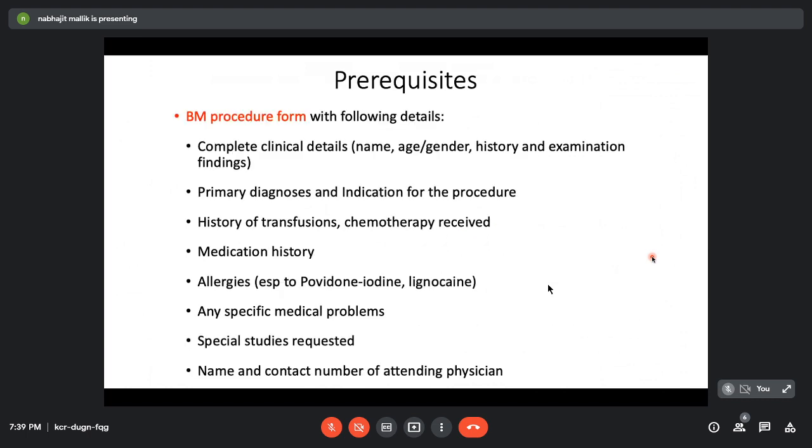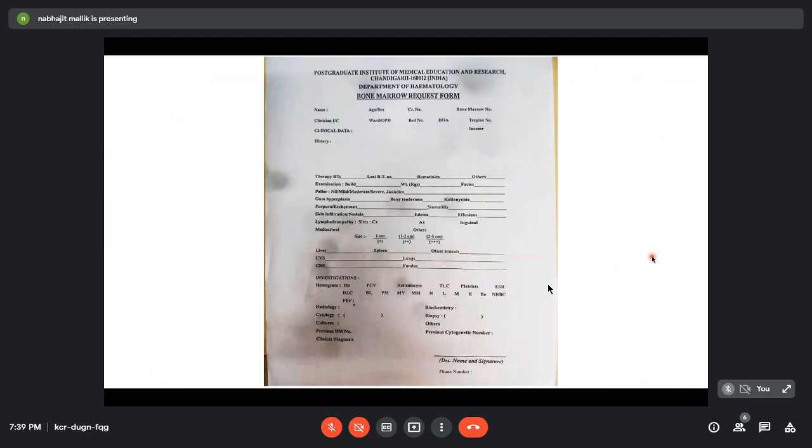So what are the prerequisites for doing a bone marrow procedure? The first and foremost is to have a bone marrow procedure form in which details of the patient for whom the bone marrow examination is performed are filled clearly by whoever is requesting the bone marrow, the clinician that is. So here is the bone marrow examination form that we use in PGI. Other than the usual demographic details like name, age, sex, and CR numbers, we also need to know who is the clinician in charge, who is ordering, and we have a space for the clinical data and the proper history of this patient.